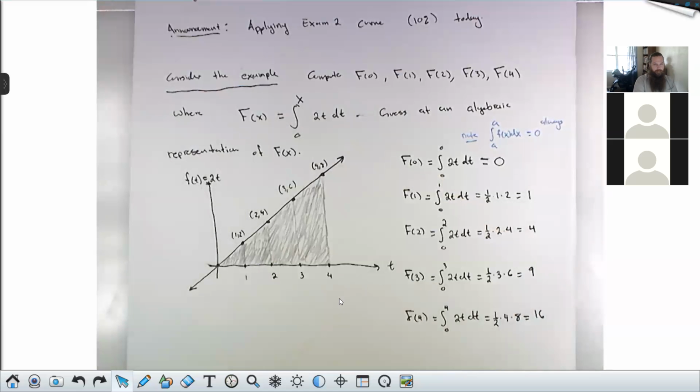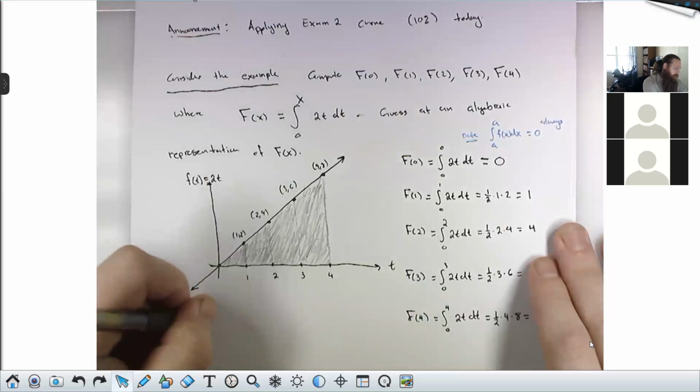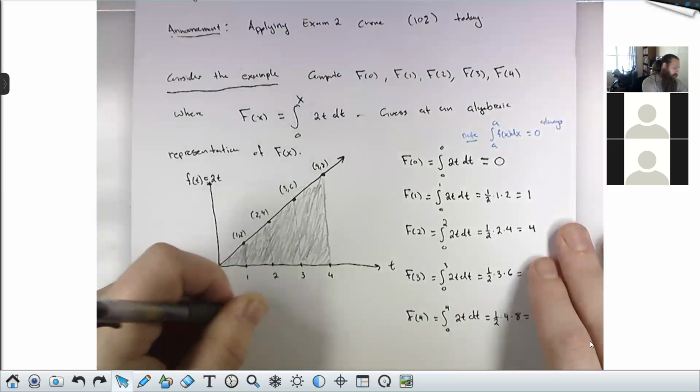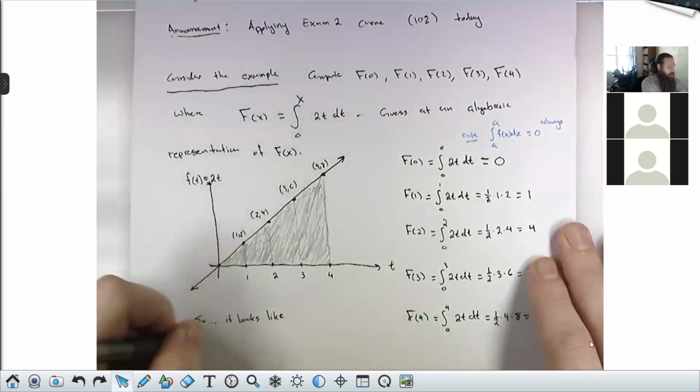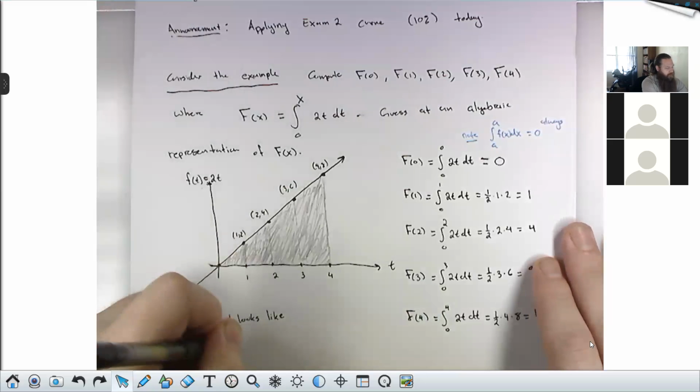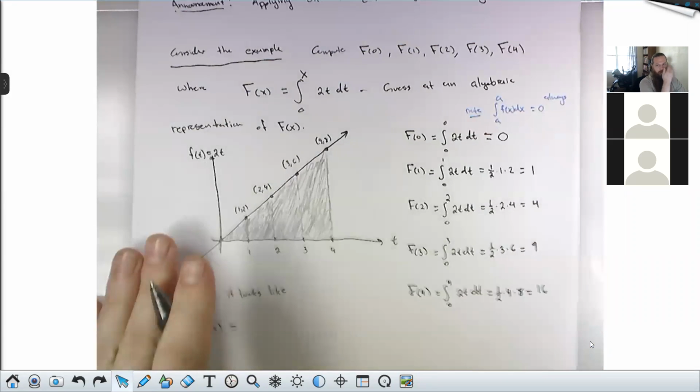All right. So we've completed the first part. We've computed F of 0 through F of 4 for this function. The second thing we're asked to do is guess at an algebraic representation of capital F. So if F of 0 is 0, F of 1 is 1, F of 2 is 4, F of 3 is 9, and F of 4 is 16, what do we think? So it looks like capital F of x is what? What function have you seen that has these input-output pairs?